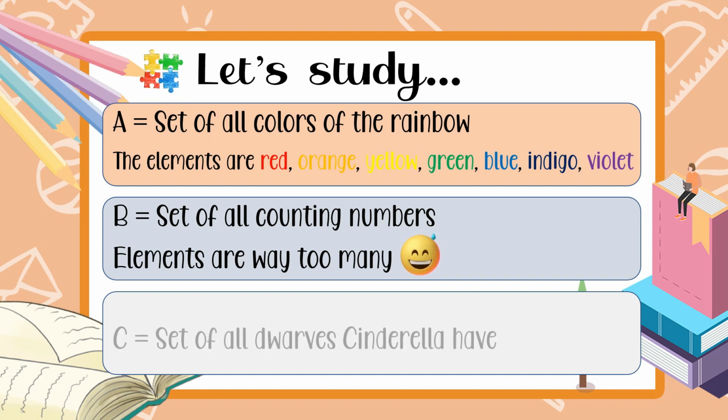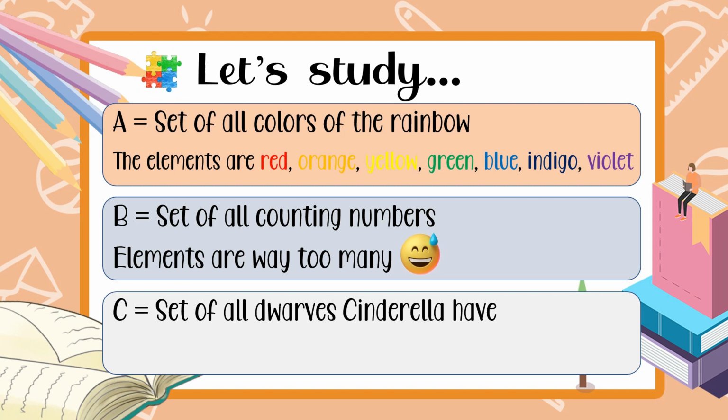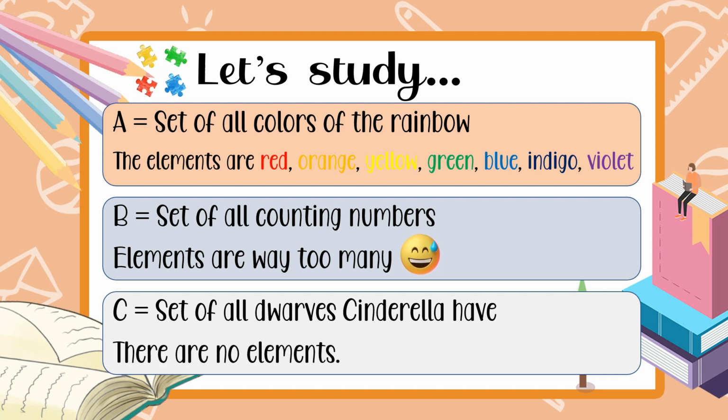Next, we have set C, or the set of all dwarfs Cinderella have. How many elements do we have here? 7? Hindi. 0. Wala tayong elements dito. Bakit? Ang sabi, si Cinderella. Ang may dwarfs ay si Snow White. So therefore, we have no elements here.